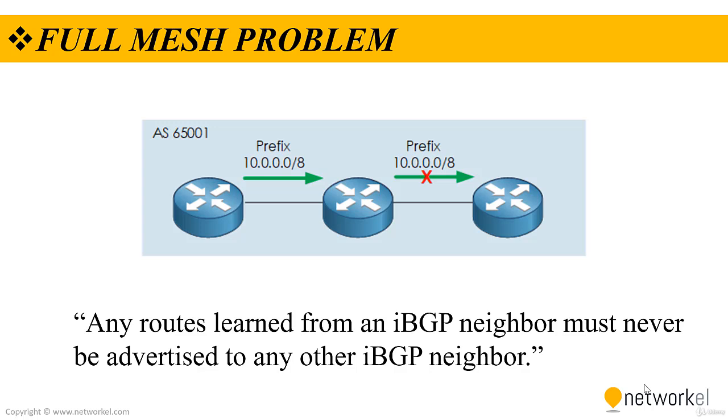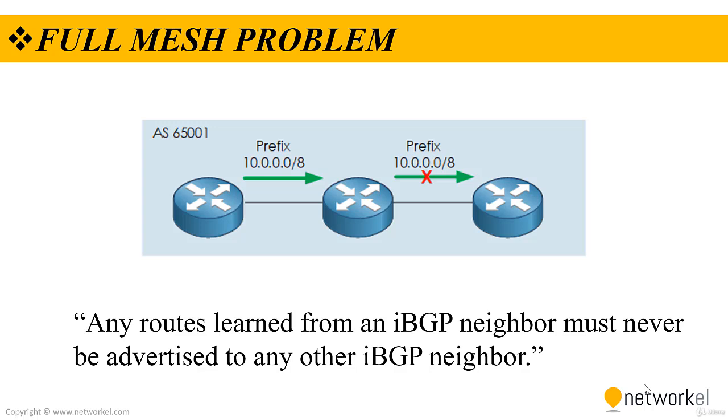Due to the BGP split horizon rule within IBGP, all IBGP peers within an AS must be fully meshed. You may ask why. Whereas eBGP uses the AS path for loop avoidance, IBGP neighbors do not add their AS number to the AS path when sending updates. So, what does IBGP use for loop prevention? And that is simple. That is the split horizon.